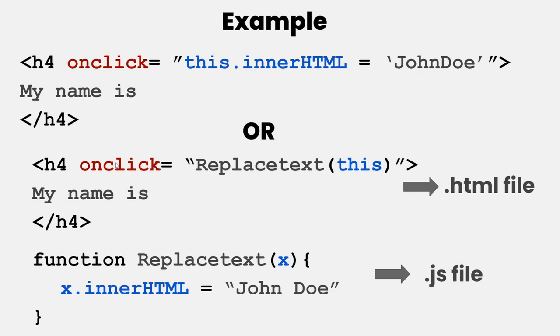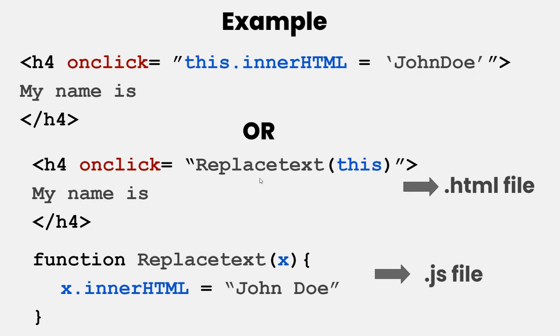And so this particular syntax would be stored in our .html file and not in the JS file. So unlike the first example, where you would have everything in the HTML file, here you would have only this in the HTML file. And then in your JavaScript, you would have your function declaration there. And so we have the function replaceText. Now we have our parameter, which is x, and we have code which says x.innerHTML would be equal to John Doe.